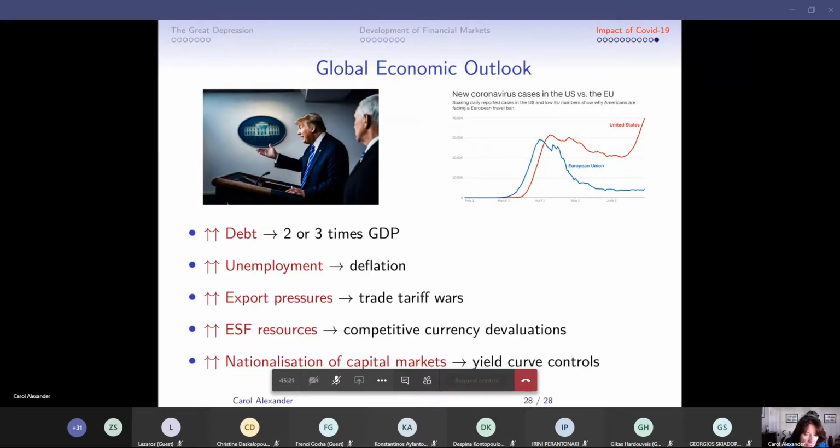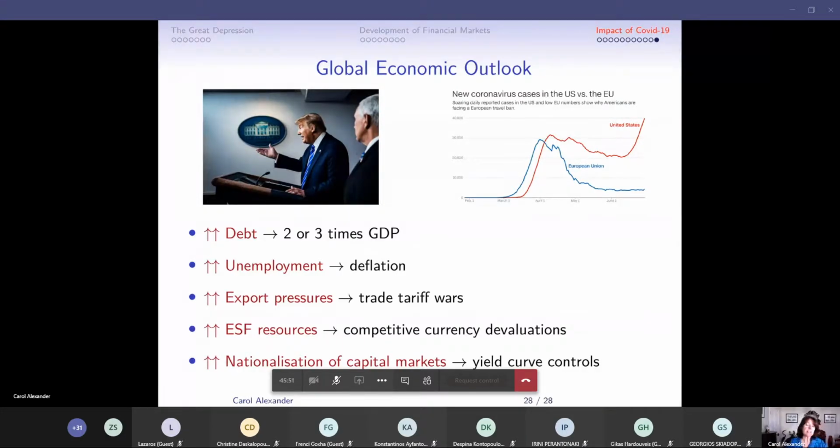There's going to be mass unemployment, particularly in tourism, hospitality, transport, shipping, all these are going to affect Greece, which already has a very high unemployment rate, in particular young unemployment. So this will be deflationary. You're not going to be able to inflate that debt away. So export pressures, just as there were after the Great Depression, mean we're going to have trade tariff wars. They're going to continue apace.